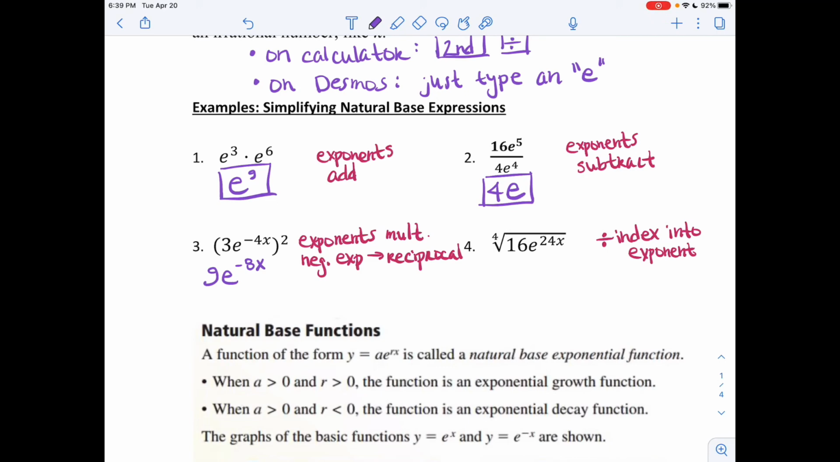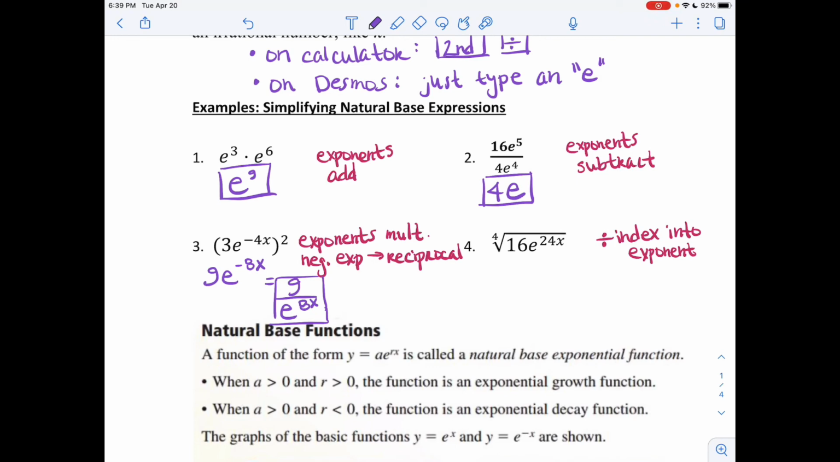However, remember that we can't leave a negative exponent in a simplified expression. We need to fix it. So this is going to become 9 divided by e to the positive 8x power. Remember that negative exponent means take the reciprocal of the base, but make the exponent positive.